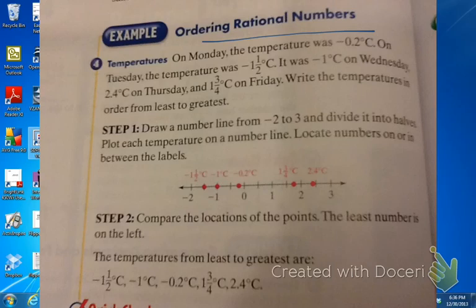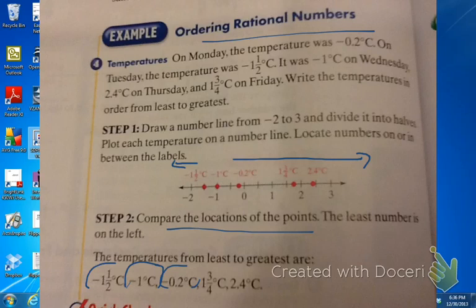They show you where each of these lie, and then they go ahead and say, let's compare these locations of the points. The least number is going to be to the left, and it would move greater as it moves to the right. And so then they go ahead and label them for you. So the largest negative is first. Negative 1 1/2 degrees Celsius is the least. Then negative 1 degree Celsius. Then the smallest negative, 2/10 degrees Celsius. And then we have 1 3/4 degrees Celsius, and the greatest number, 2.4 degrees Celsius.